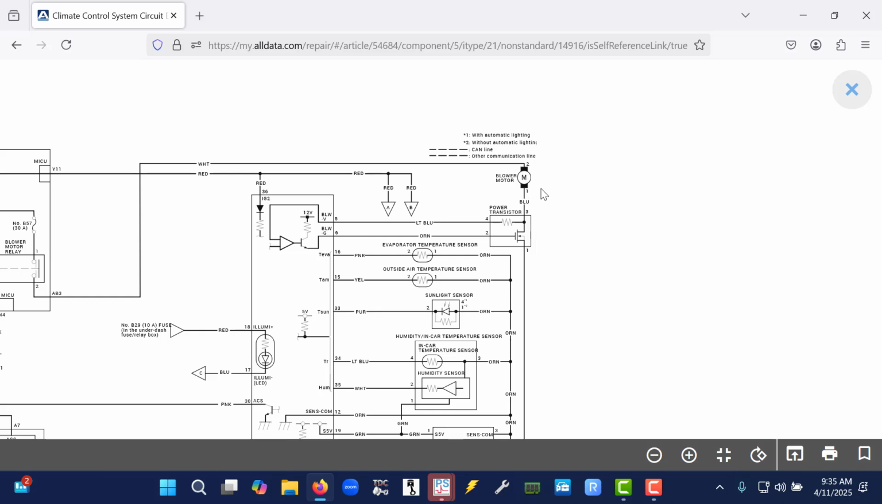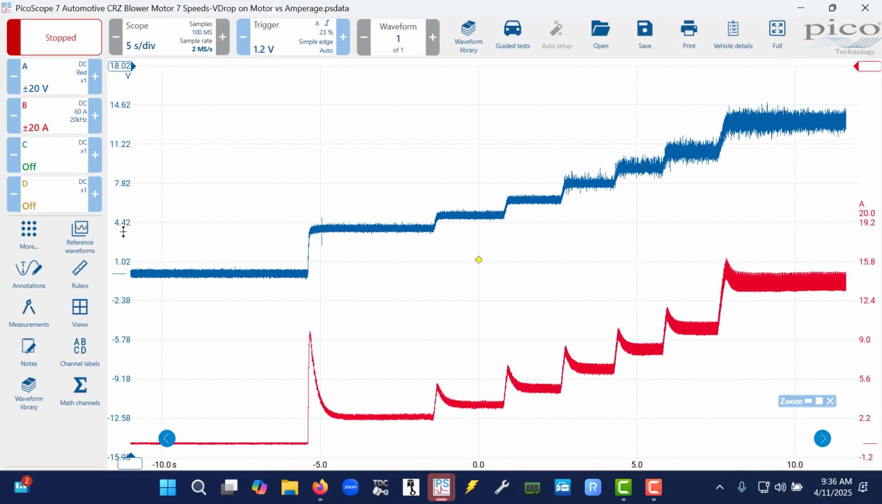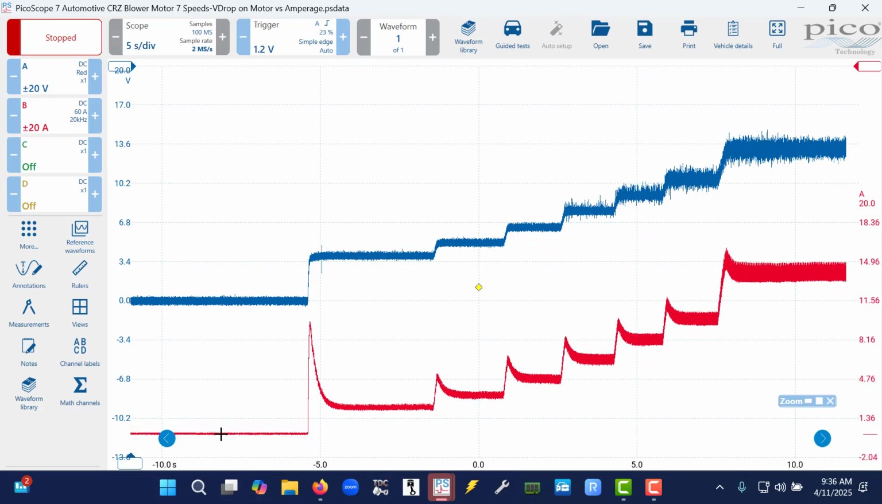So when you all performed the test on the blower motor for the Honda CRZ, you were monitoring two things. One was the energy being consumed essentially by the blower motor. The second thing was the amount of current flowing through this path. So if we look at this from a waveform perspective, channel A is energy concentrated on the blower motor. Channel B is current flowing through the blower motor.